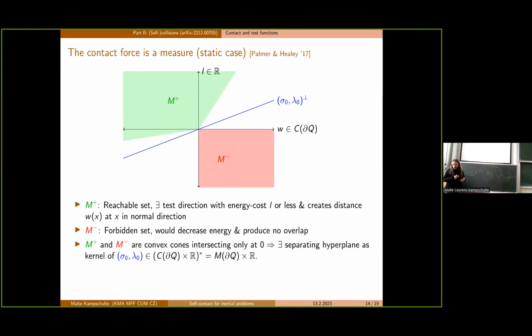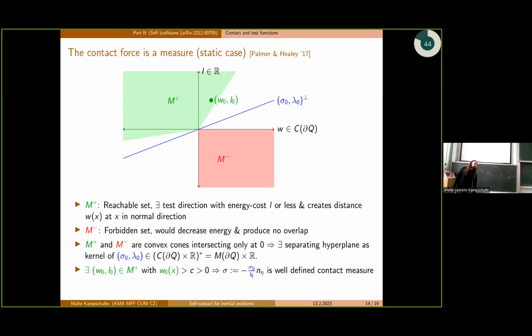And otherwise, there's no real overlap. And so this means there's a separating hyperplane between those sets. Since the space this is in is the continuous functions times R, this means the hyperplane is in the dual, or given by something from the dual. So the hyperplane is the kernel of some measure times the vector times R.